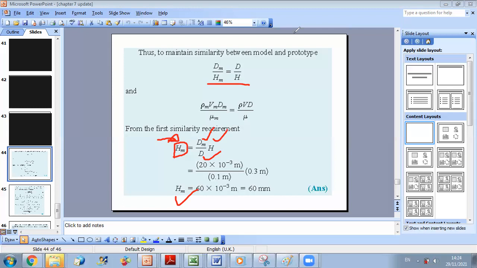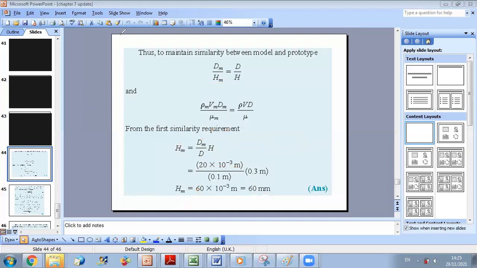Okay. Now, you can see that I was able to reduce dimensions. So in the real case, the value of h is 0.3 meters. Now I'm using just 60 millimeters. So instead of 300 millimeters, which is the real case value, I'm using 60. So I'm doing the experiment on a smaller scale. And also the same for d. For the model, I have 20 times 10 minus 3, whilst for the real case it's 0.1. So I am conducting my experiments on smaller dimensions.